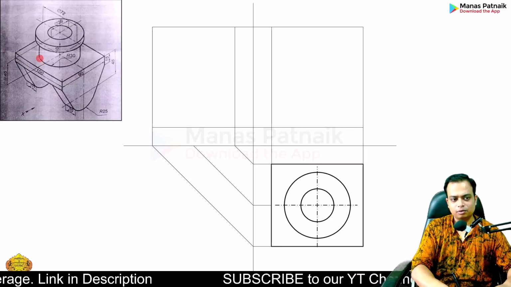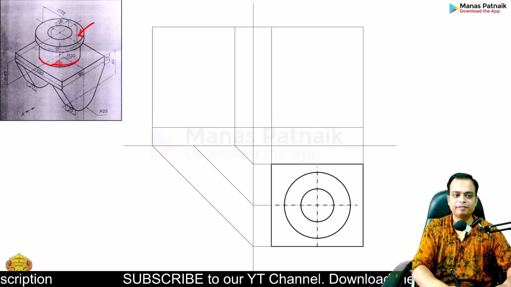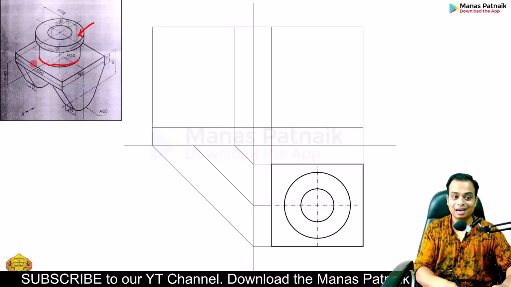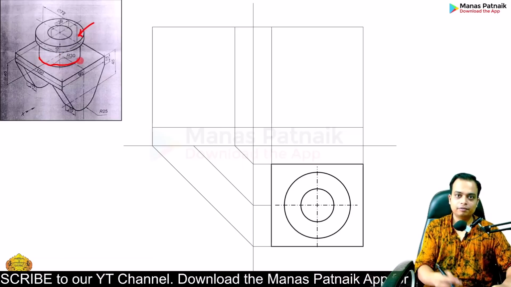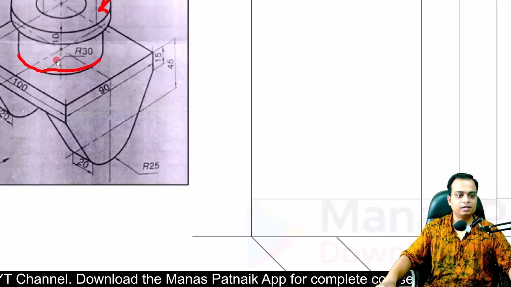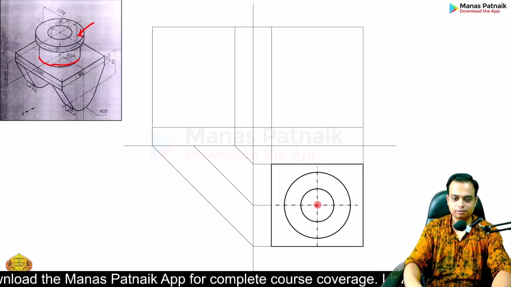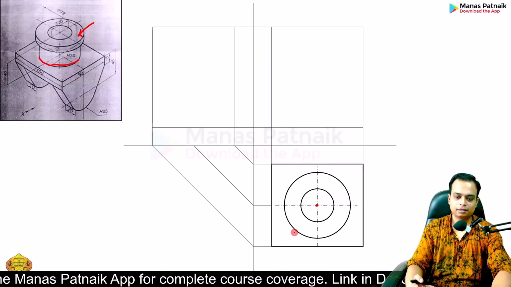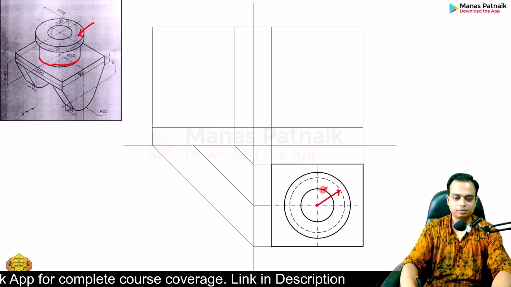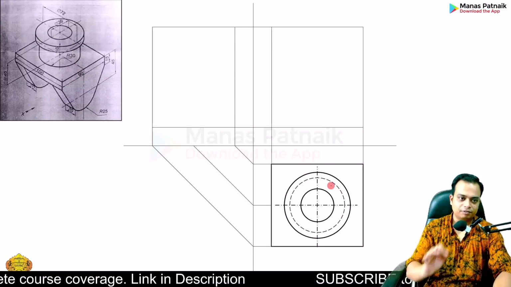Secondly, students, if you take a look, this portion won't be visible from the top because this profile comes in between, so it's a hidden feature. Therefore we are going to represent this arc or this circular portion with the help of dashed lines. Now this is having a radius of 30, so again with this as center, make a circle of this sort. This radius is going to be 30. Done. All right, what's left, sir?